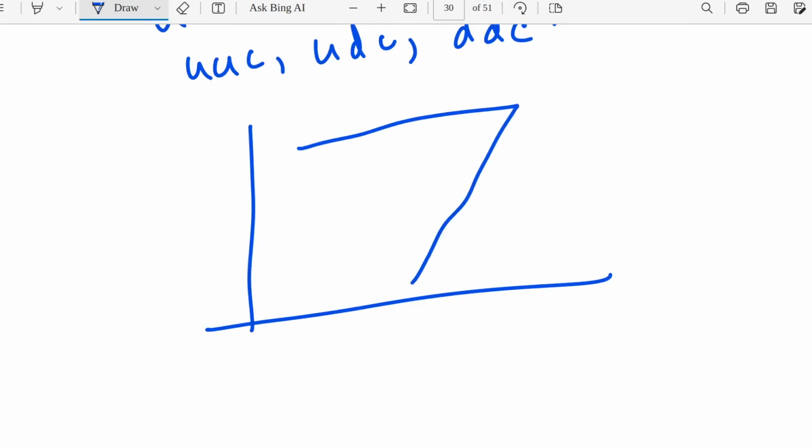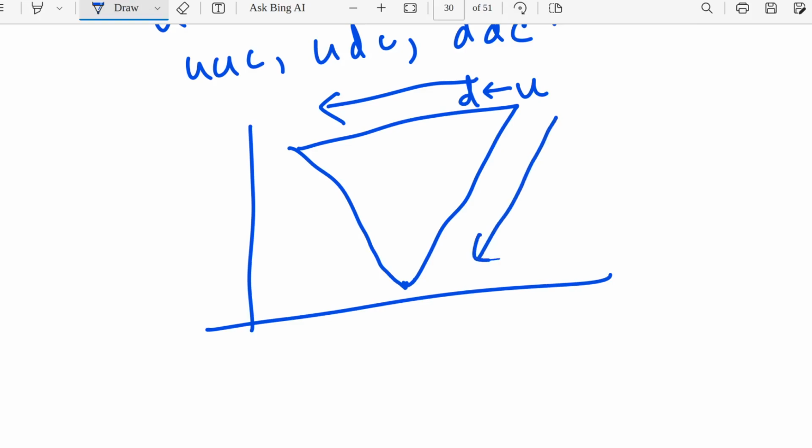Whenever you go from right to left, one U will be replaced by D, and when you are going from top to bottom, one U can be replaced by S. In that baryon decuplet, if you see carefully, it will always happen. So by knowing only one particle's quark content, we can tell all the other particles.